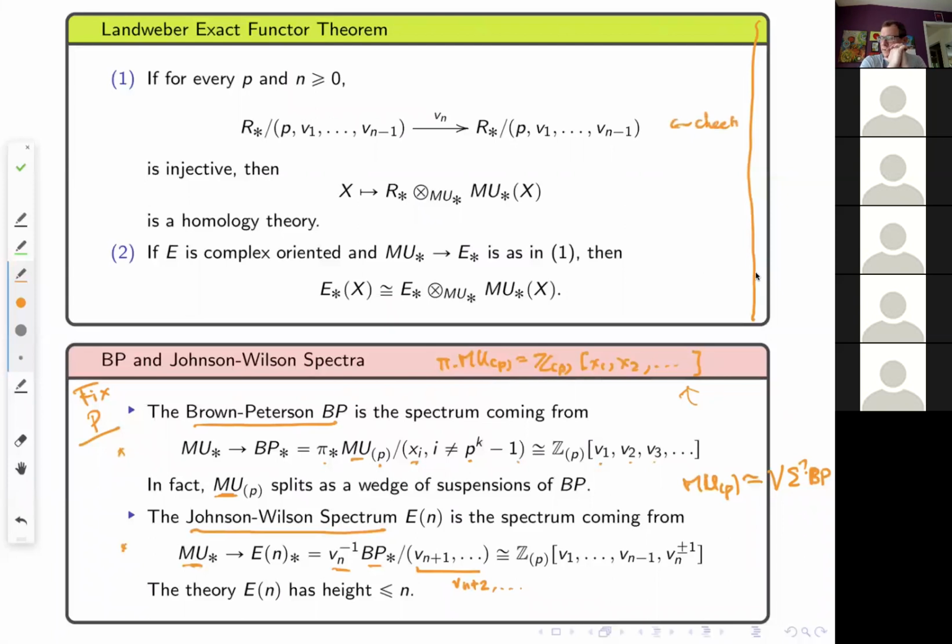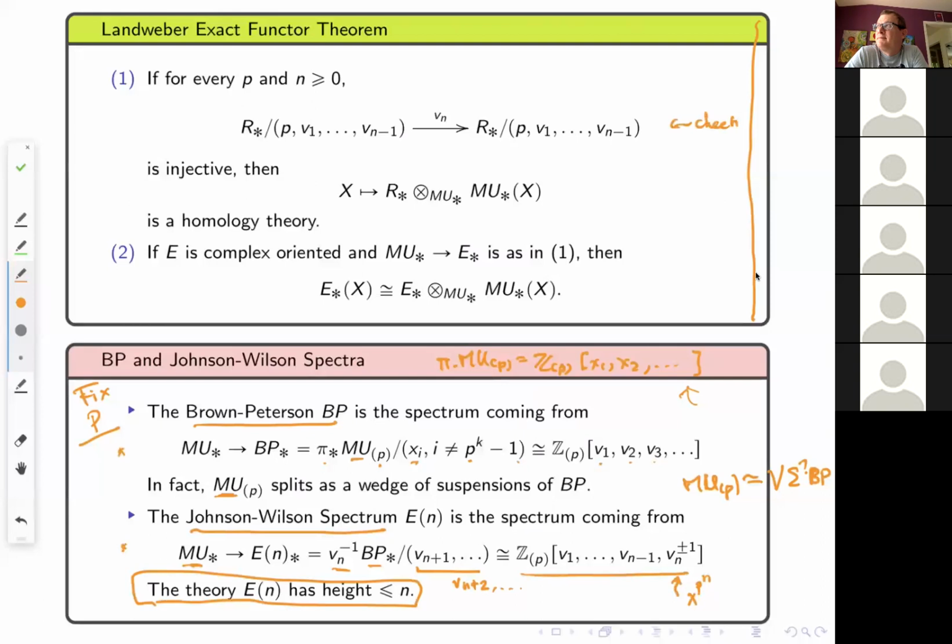Its homotopy groups are isomorphic to this ring. And what have you done? You forced the coefficient of x_(p^n) to be a unit, right? So E theory has height less than or equal to n. So that's the Johnson-Wilson spectrum.